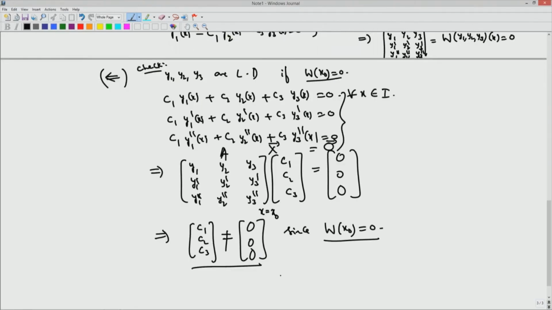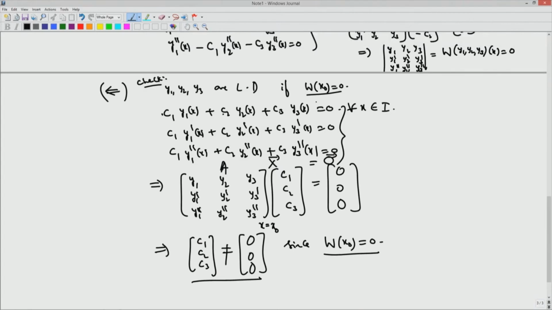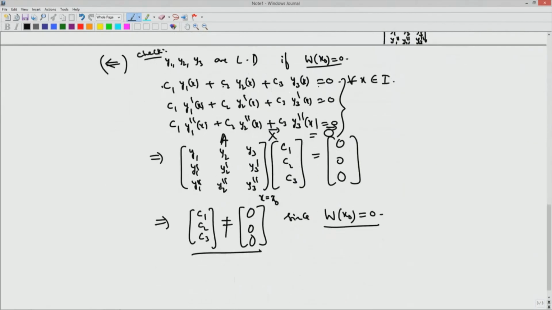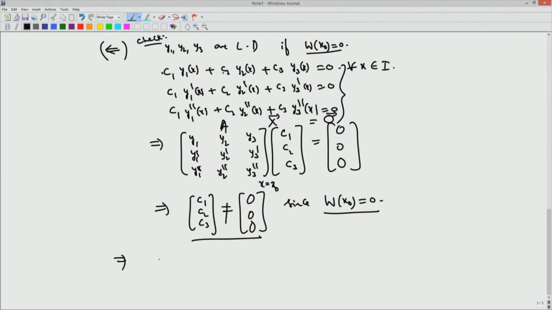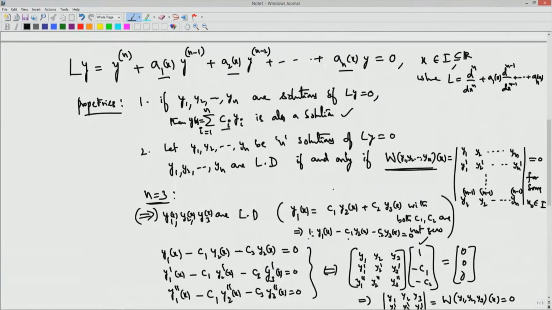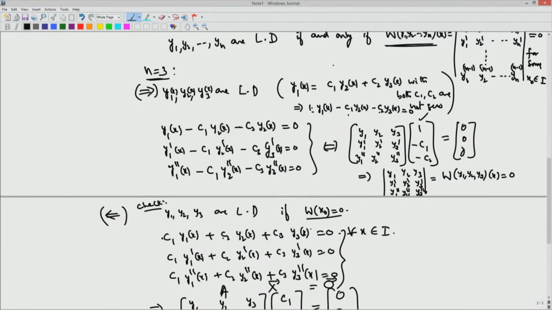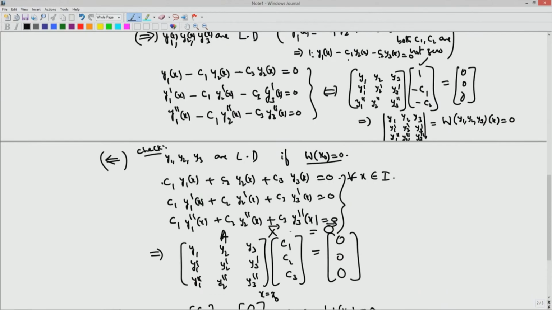So what I get is this C1, C2, C3. I find some non-zero C1, C2, C3 such that the combination is 0. That is exactly the definition of linear dependence which I introduced. So this implies y1, y2, y3 are linearly dependent. So once you do this property for 3 solutions of the third order differential equation, for the nth order differential equation it's not difficult. You can follow the same procedure. Instead of working with this 3 by 3 system, you will have to work with an n by n system.